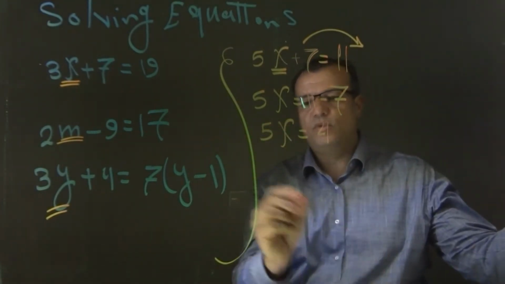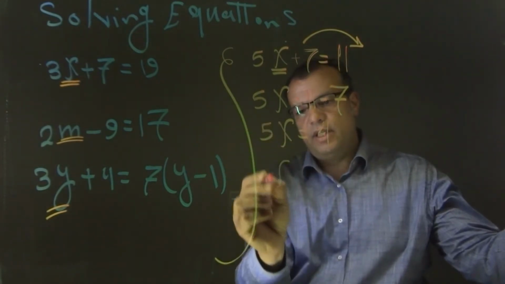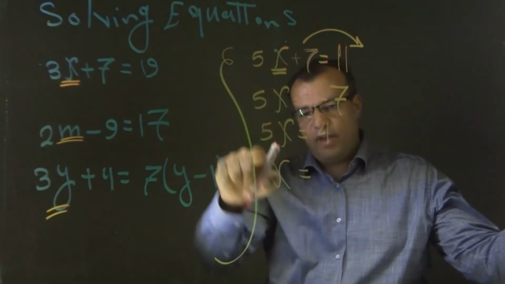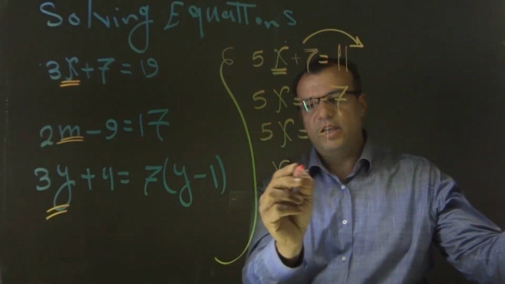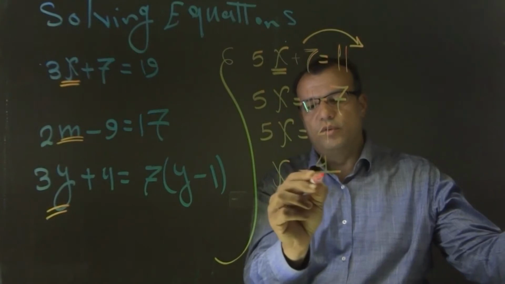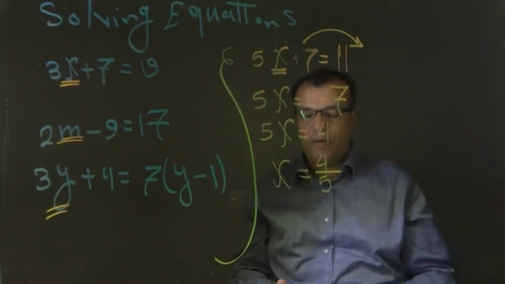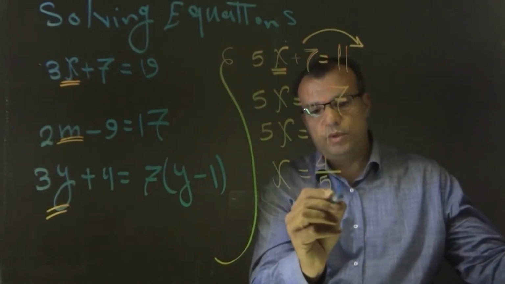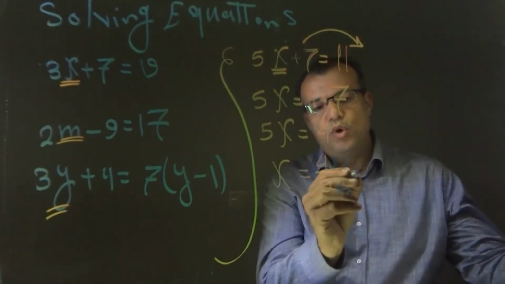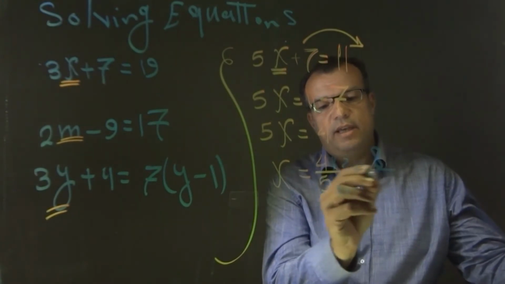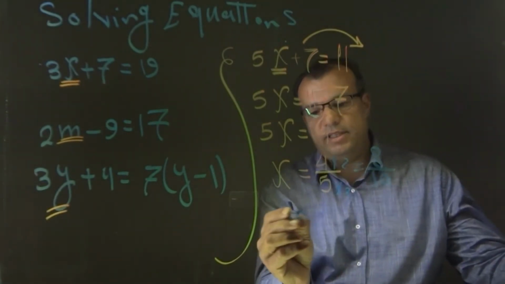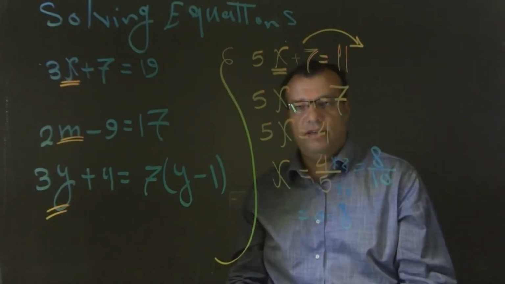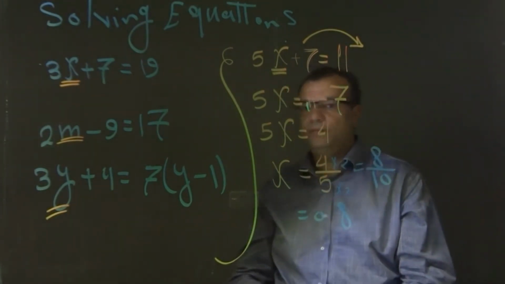11 minus 7 is 4. And dividing now: 5 multiplied by x equals 4, so 5 moves to the other side by dividing. It becomes 4 over 5. Mentally, how can I find it? Multiply by 2 and 2, it will be 8 out of 10. It means 0.8.